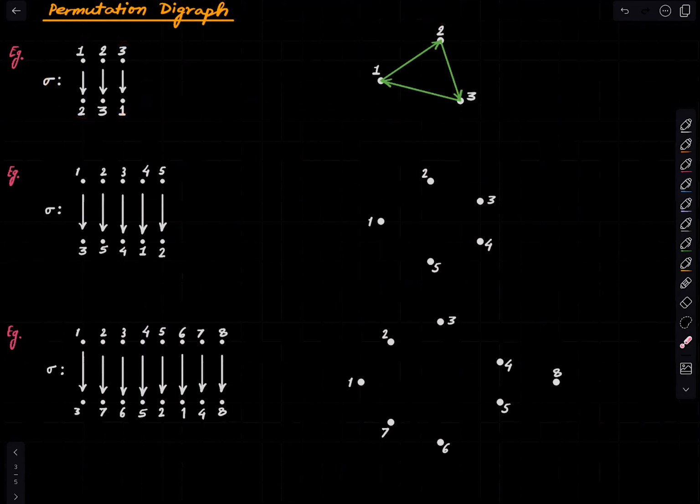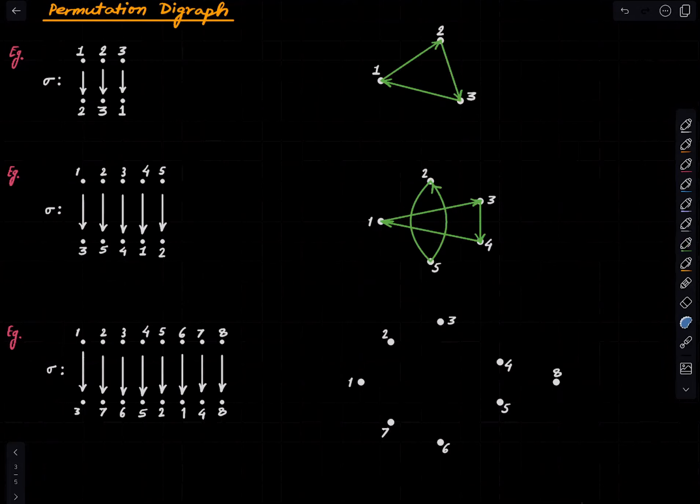Okay, next one. Here it's a permutation of the first 5 natural numbers. 1 to 3, 2 to 5, 3 to 4, 4 to 1, and 5 to 2. Let's draw the graph. So 1 goes to 3, or maybe let's first do 2. 2 goes to 5, 3 goes to 4, 4 goes to 1, and 5 goes to 2. So that is the permutation digraph.